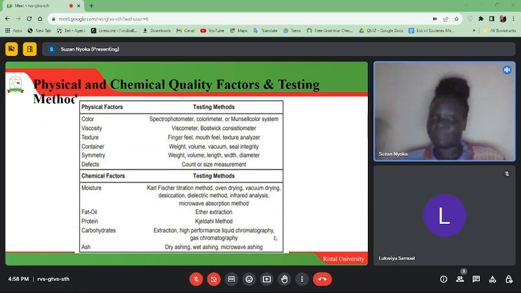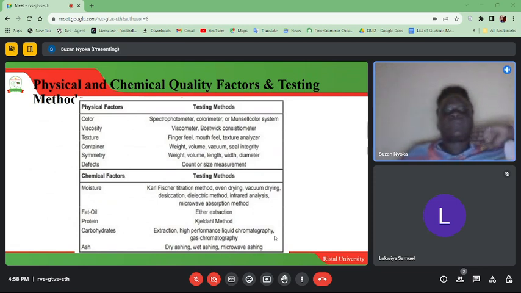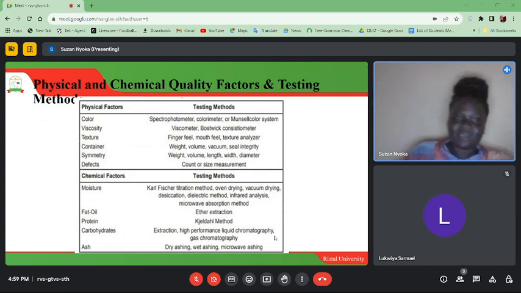Okay. The physical factors you need to consider are the color. How do you test the color? There are different methods for testing color, different methods for testing viscosity, and different methods for testing the texture. Different methods for testing container, for testing symmetry, for testing defects. And then the chemical factors, the different methods you use to test the chemical factors of the products: the moisture level, the fat or oil, the protein, carbohydrate, and ash. These are all under quality control. You don't want to have an excess of this on your products or less of this on the product.